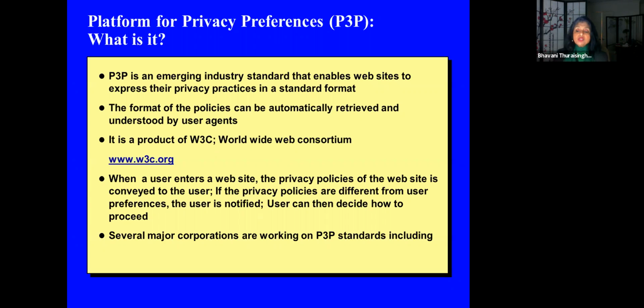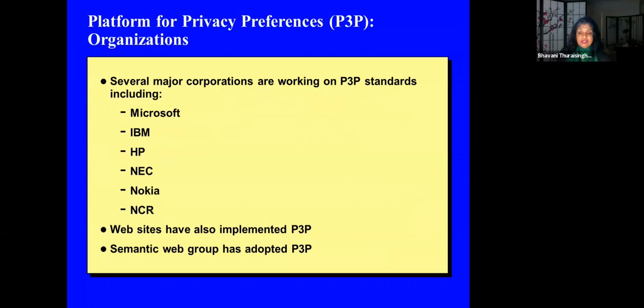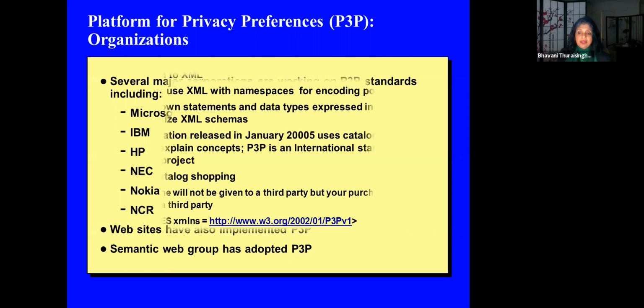So when a user enters a website, the privacy policies of the website are conveyed to the user. If the privacy policies are different from user preferences, then the user is notified. The user can then decide how to proceed. Several major corporations were working on P3P, like Microsoft, IBM, HP, NEC, Nokia, NCR, and so on. Websites have implemented P3P. The Semantic Web Group has adopted P3P.